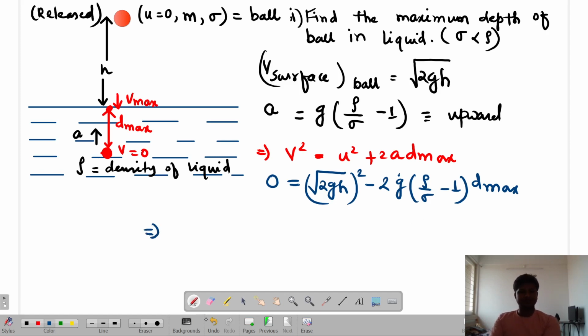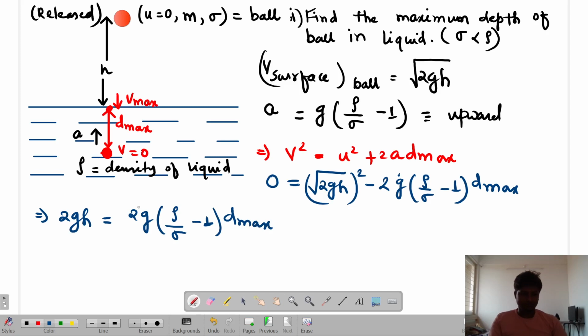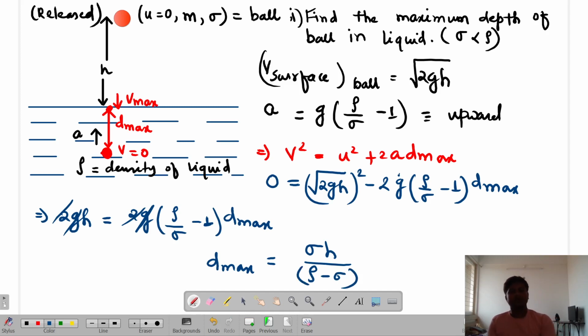So the equation will change to what? Simple. The equation will change to 2gh is equal to twice g rho by sigma minus 1 into d max. So g cancels, 2 cancels, and I'll be left with, I can just do the multiplication, and this d max is nothing but sigma into height h by rho minus sigma. This is my d max, which will be reached by the body. Are you able to get me or not?